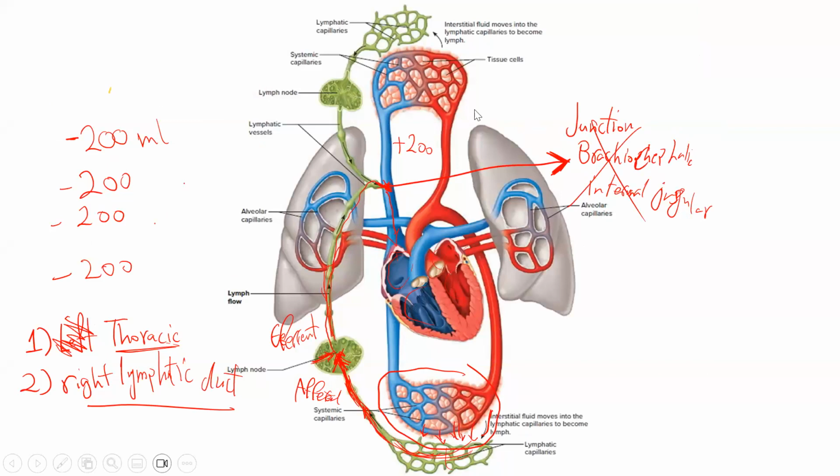The movement of lymph back into the blood vessel, is it through HEV? What does that stand for? Do you know? Yes, high endothelial venules. Honestly, I'm not sure what that stands for or what it means. Maybe it is. I don't remember all the specific details.